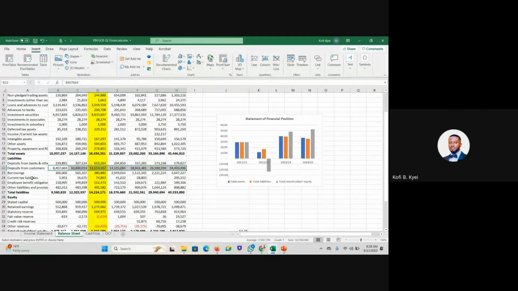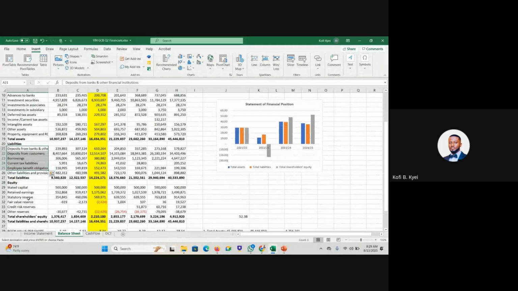We have borrowings, we have tax liabilities. So liabilities are items that the institution has to pay back. It could be in a short period of time, it could be a longer period. All right, when it comes to equity, equity is what is owned by the business. So we have shareholder equity. All the items here are owned by the shareholders.